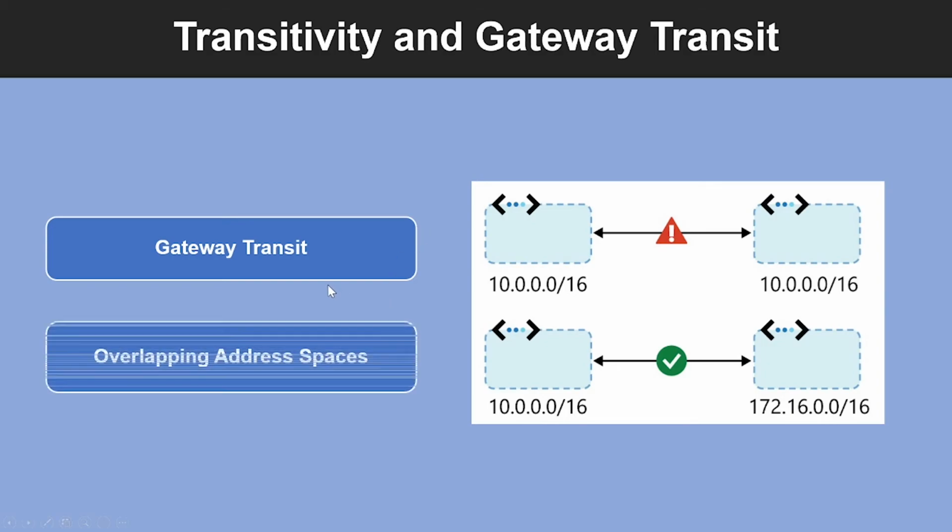The next consideration is overlapping address spaces. IP address spaces of connected resources within Azure and between Azure and your on-premises systems cannot overlap. This is also true for peered virtual networks. So keep this rule in mind when you are planning your network design. If any networks you connect through VNet peering, VPN, or ExpressRoute, make sure they are assigned different IP address ranges that don't overlap.